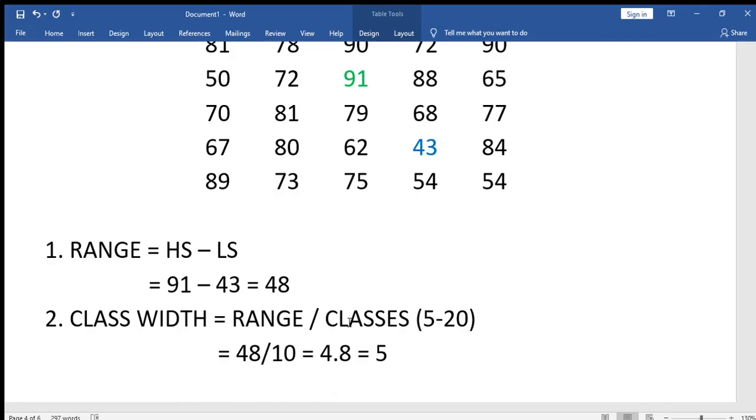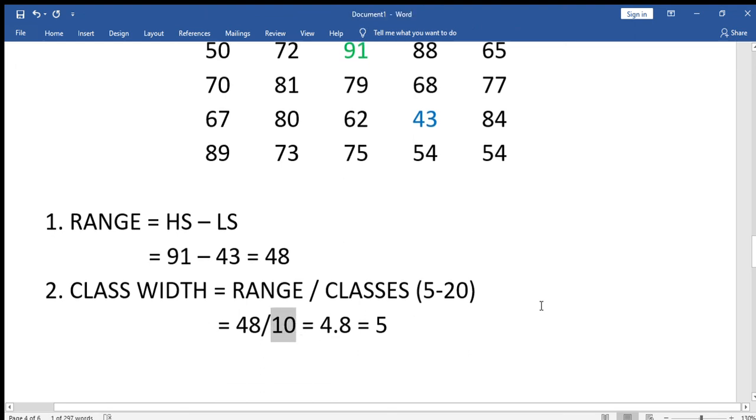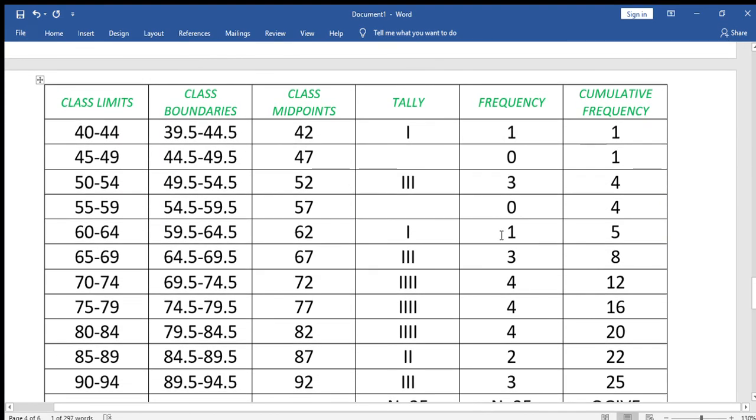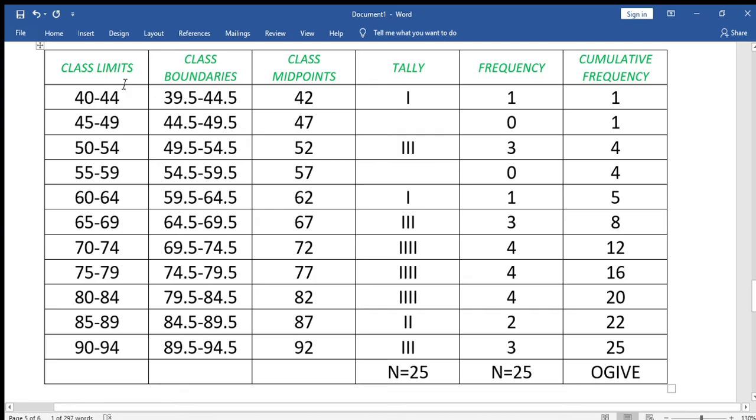5, 6, 7, 8, 9, 10, 11, 12, until 20. But I tell you, the most ideal in determining your class is simply to use 10. In our example here, I used 10 as our class. Then, after determining your class width, you're going to be preparing now your frequency distribution table. In your frequency distribution table, you need your class limit, your class boundaries, your class midpoints, your tally or your frequency, and cumulative frequency.